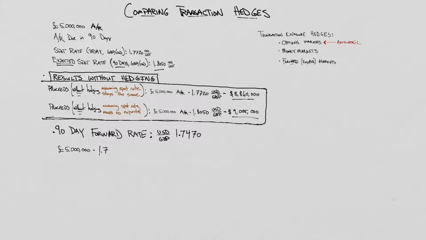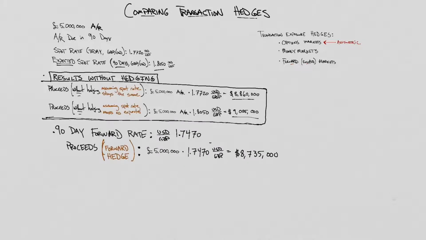of 1.7470 dollars per pound. And so we're really just agreeing up front about what rate to transact in 90 days. And so mathematically, there's not much difference going on here in terms of how to calculate the proceeds from a forward hedge. Here in this scenario, we end up with $8.7 million.